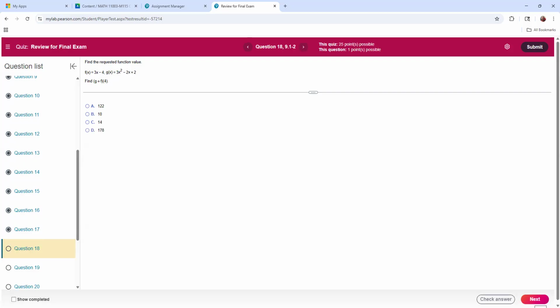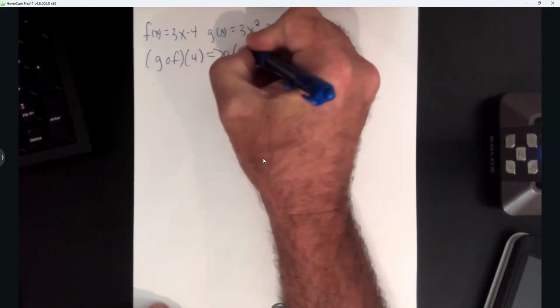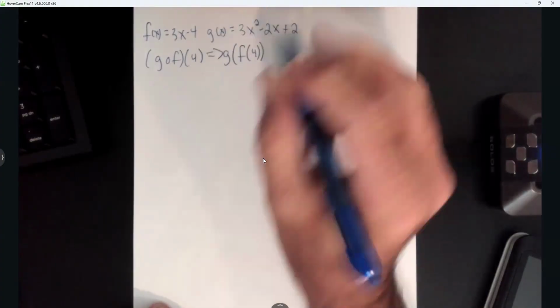Oh, y'all, this is stuff y'all did on your test this week. They've got f of x equals 3x minus 4, g of x equals 3x squared minus 2x plus 2. They want me to find g compose f of 4. All right, y'all, I'm doing this one by hand. Remember, g compose f of 4 is really like g of f of 4.